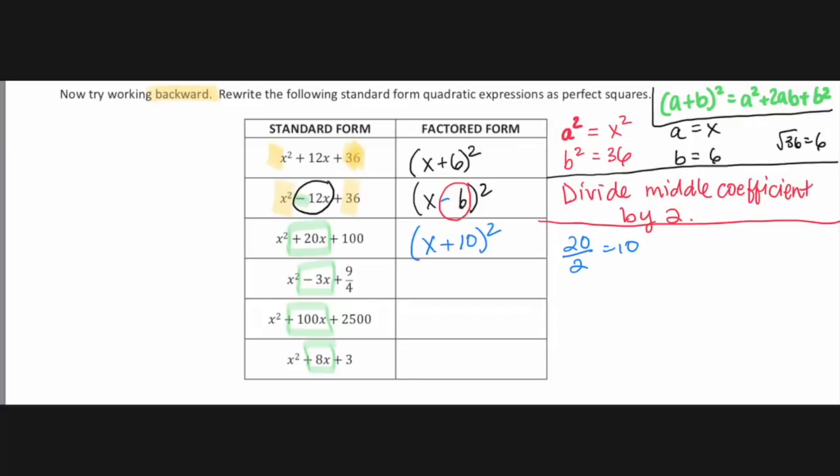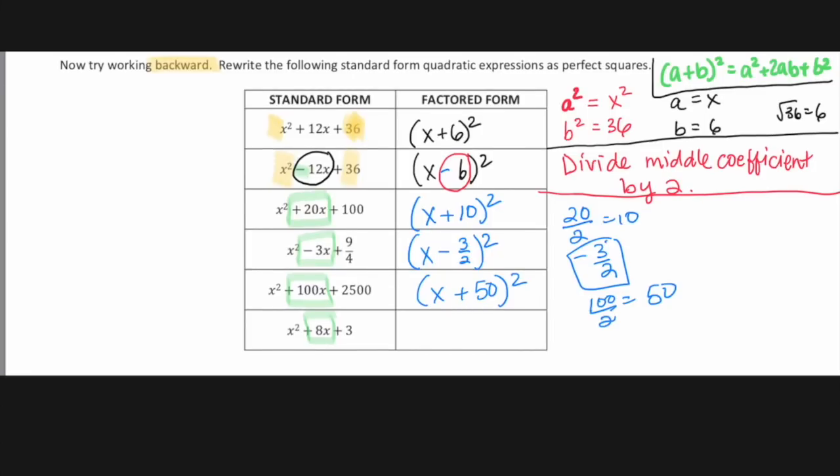20 divided by 2 is 10. So I can just simply grab that and factor it out. Now, just because it doesn't divide in evenly doesn't mean that it doesn't work. Keep your fractions as fractions. And as you see here, that will work, negative 3/2, because if I square that, it's going to give me 9/4. This also works with really large numbers.